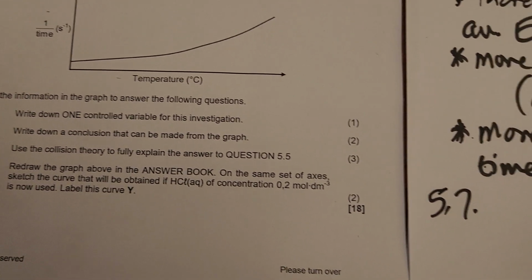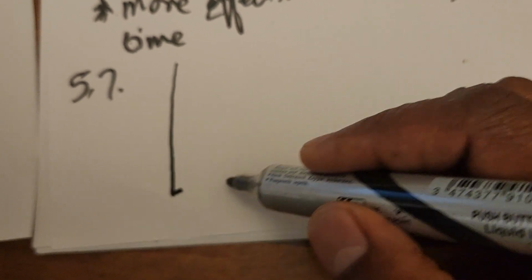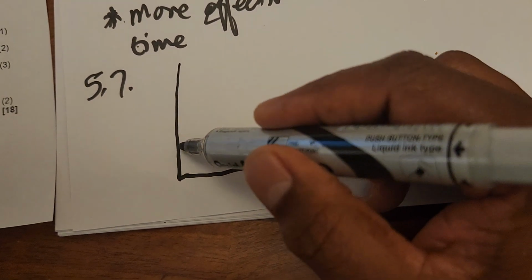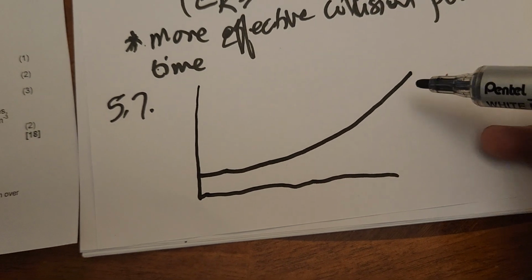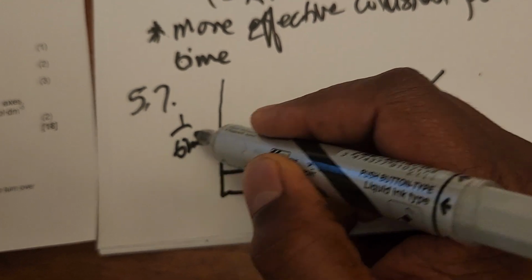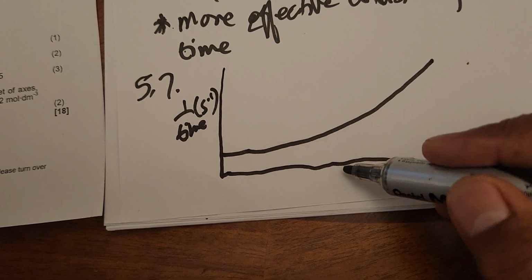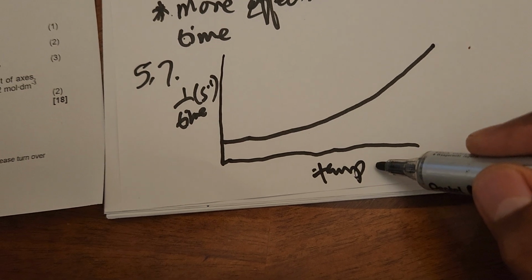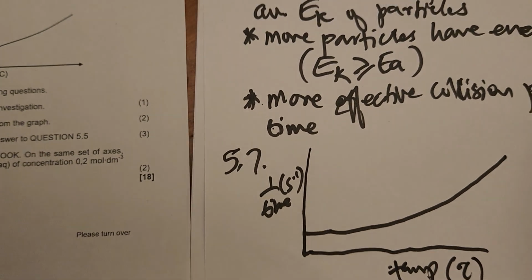Now let's redraw the curve. This is the original curve that we are having. This is the original one. Start from here and goes. Fine. This is 1 over time in per second. And this one is temperature in degrees Celsius. Fine. Now they say draw.